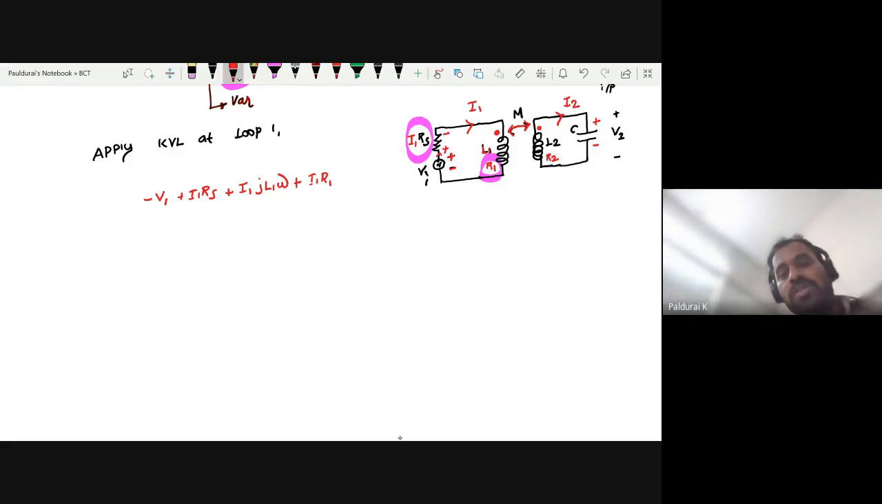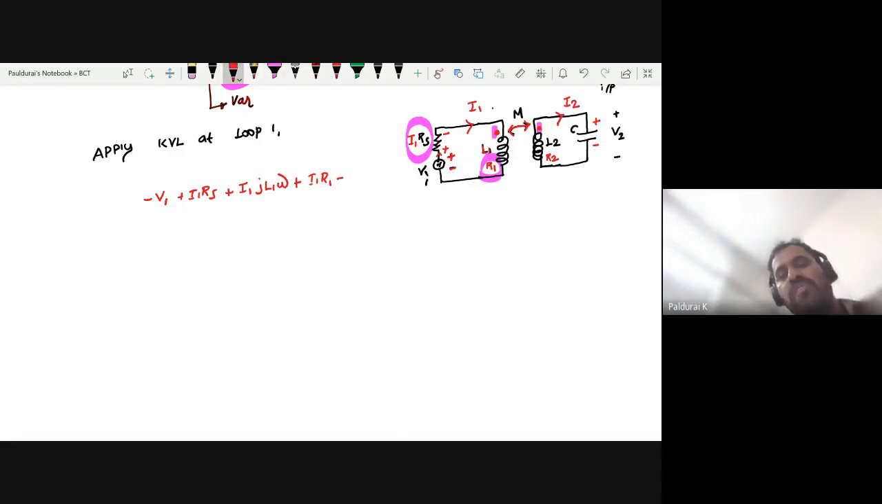Take loop 1, current I1, is it entering into the dot or leaving from the dot? Loop 1 it is entering, loop 2 it is leaving. So it is positive or negative? Negative. So be careful. Both the dots are here, so seeing that, it seems positive. But think about the direction of the current. We assumed both always clockwise, so that's why it becomes minus.